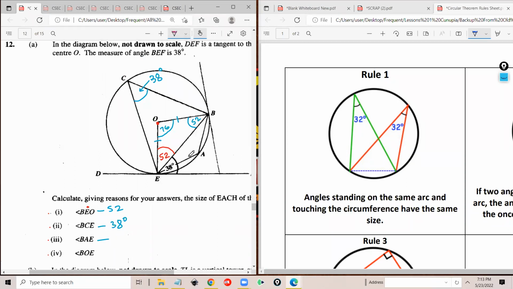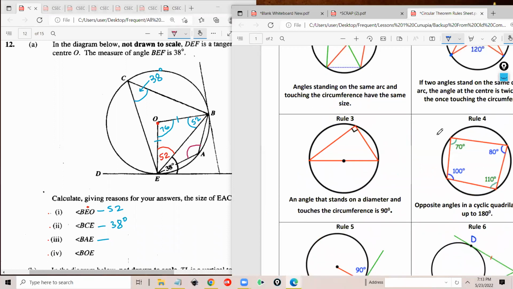BAE, that's this angle here. Do not overthink that one. I'll give you a hint: it will be rule 4. Let me show you the rule. It's kind of hard to get this. I'm trying to get all the rules.